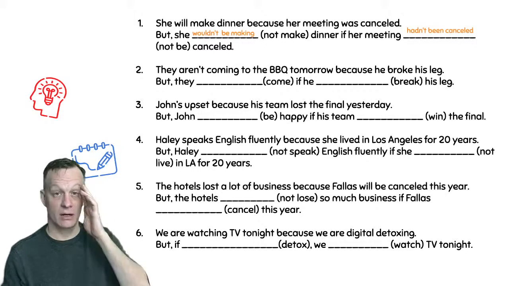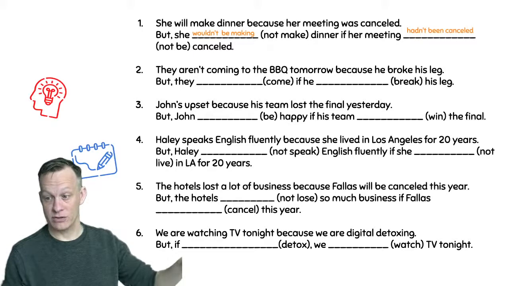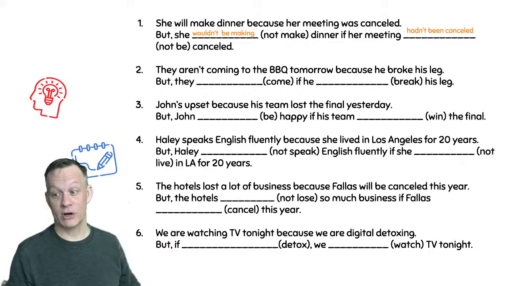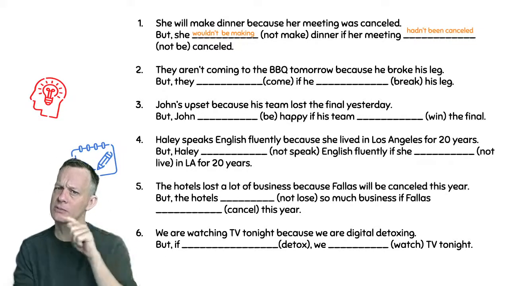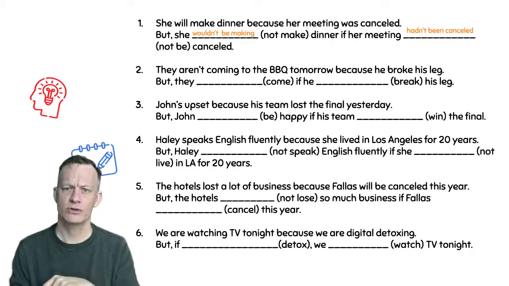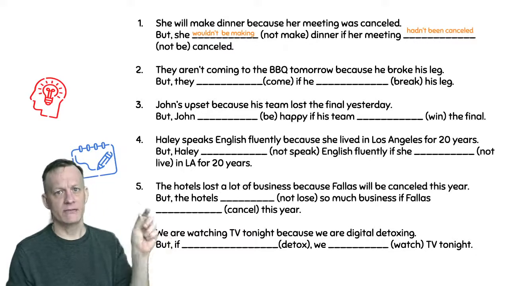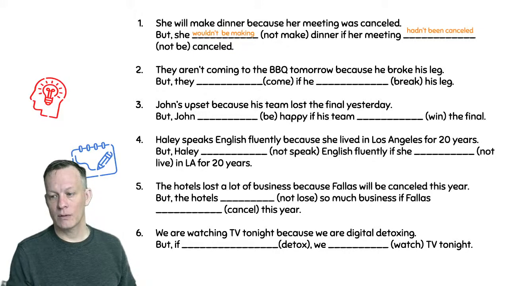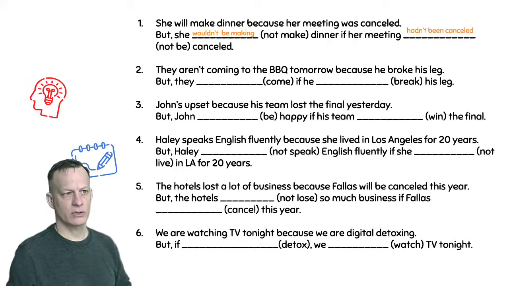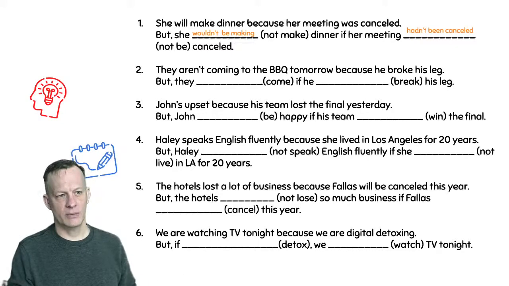Okay, Barbara, that's the third conditional right there. They would have come in the past if he had not broken his leg in the past. But the barbecue's tomorrow. It's in the future. So we have to mix the future and the past. Were coming, hadn't had broke. Almost. So they aren't coming to the barbecue tomorrow because he broke his leg.